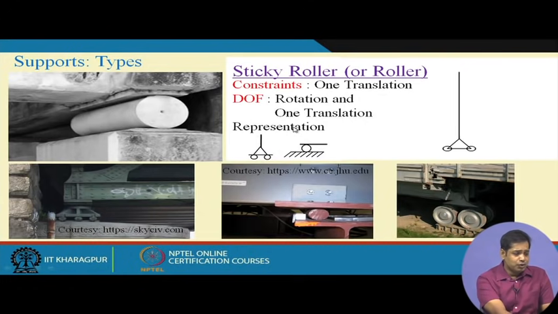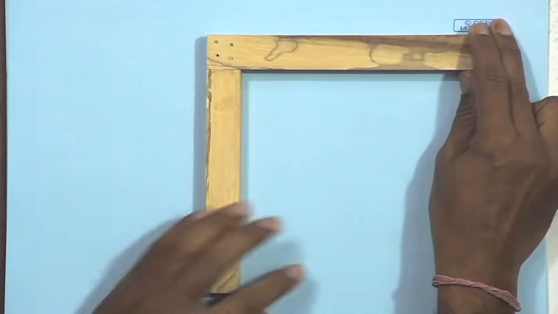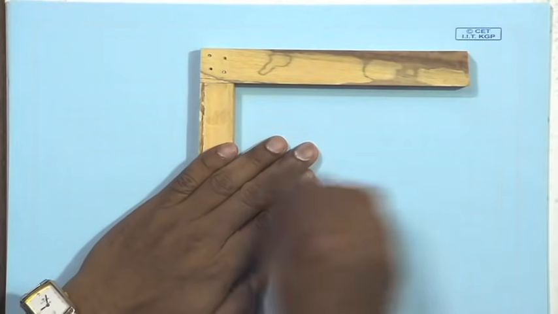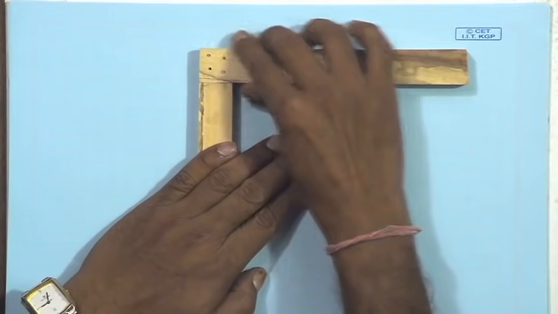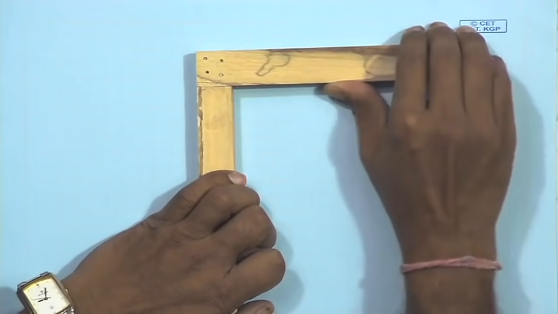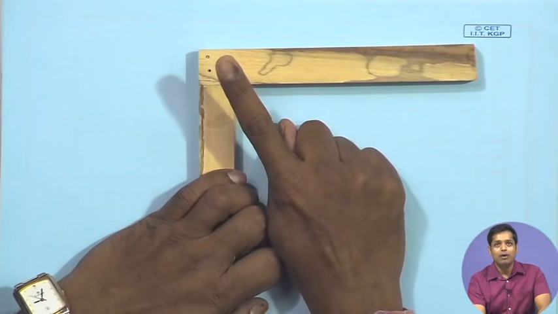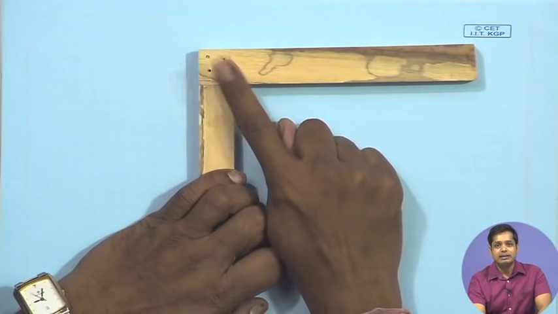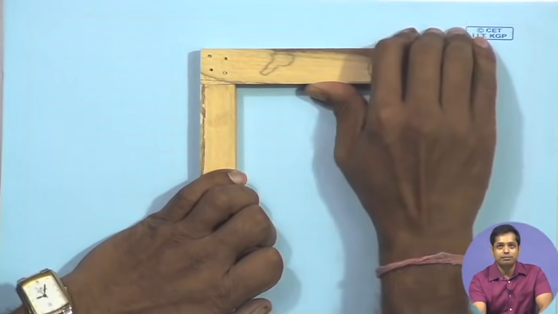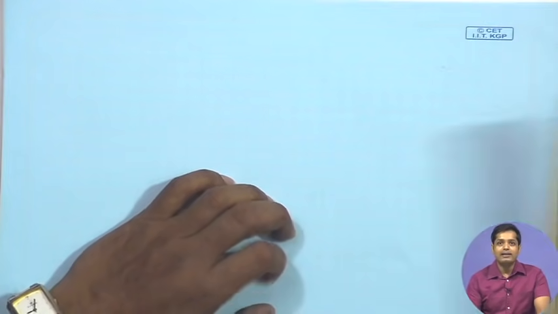Now, let us show you, I have some models for these different kinds of support. Let us show you those models. First, the fixed support. You see, suppose this is the support and this is the member and it is fixed here. If you apply any load, this point neither translates nor rotates. So, this support is called fixed support, there is no movement at this point.